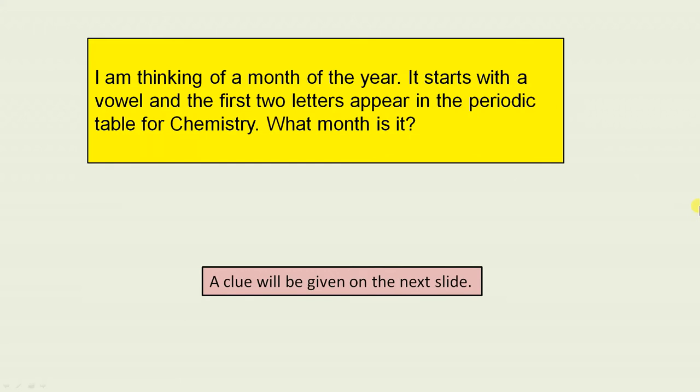I am thinking of a month of the year. It starts with a vowel and the first two letters appear in the periodic table for chemistry. What month is it? A clue will be given on the next slide. So see how you go with it. It's a little bit interesting. In fact, I think it's quite interesting. So think about it, and I will give you a clue in about 2 minutes' time. So see if you can solve it before the clue comes up.